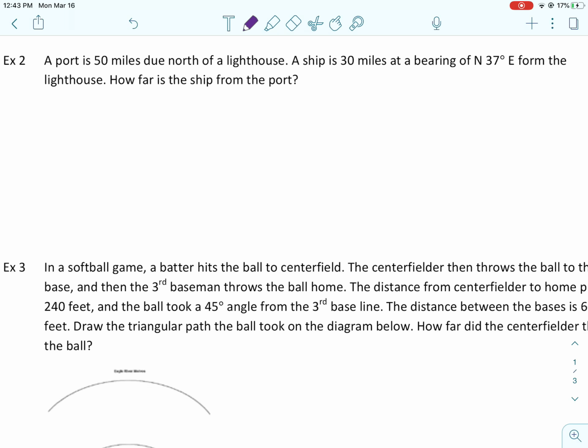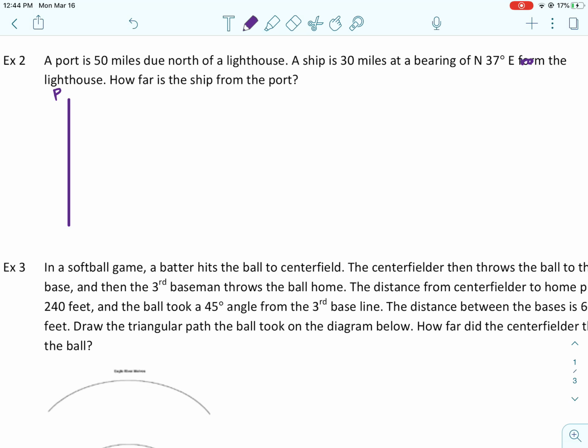The next couple of examples are going to be applications of law of cosines. So for example 2, a port is 50 miles due north of a lighthouse. A ship is 30 miles at a bearing of north 37 degrees east from the lighthouse. How far is the ship from the port?